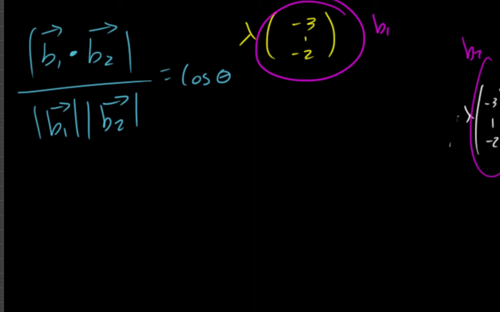Okay, so if we just multiply like terms, -3 times -3 is 9, 1 times 1 is 1, and -2 times -2 is +4. That's going to be 14. Plug that into the top, absolute value of 14 is just 14. Now we find the magnitude of both of these. Now notice that they're the same.